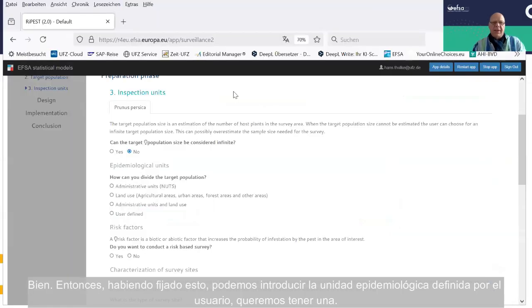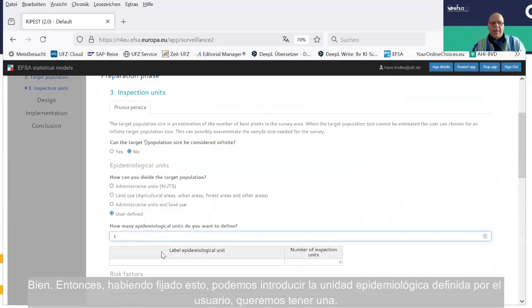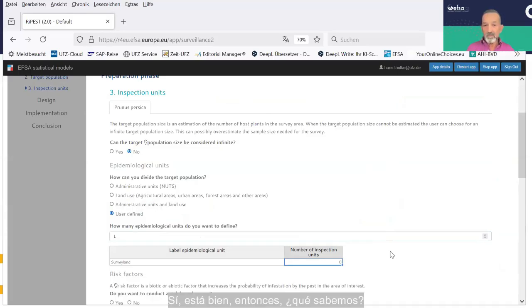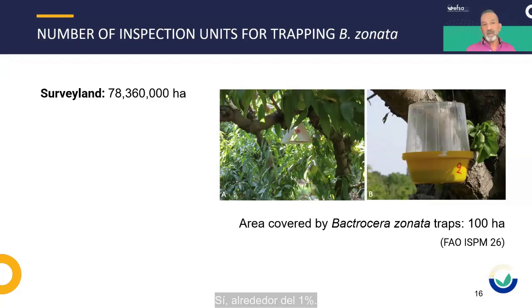Okay, so having this, we can enter our user-defined epidemiological unit. We want to have one, and we call this Surveyland, as you said, and we have to give the number of inspection units. Should we calculate together the number of inspection units? Great. Yeah, okay, so then what do we know? We know that Surveyland has 78 million hectares. What percentage of this area is actually covered with peach trees? We could say, yeah, about 1%.